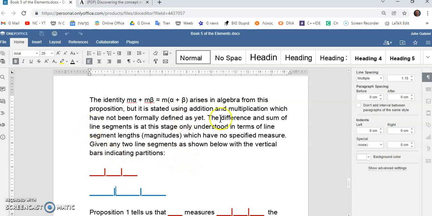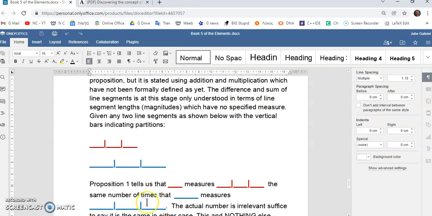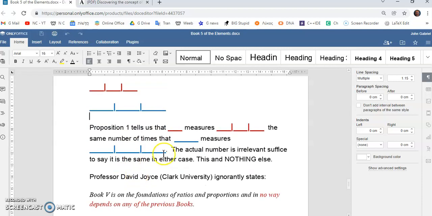And so the difference and the sum of line segments is at this stage only understood in terms of these segment lengths. So proposition 1 tells us that this line segment measures this line the same number of times that this line segment measures this one. That's all that it tells us.